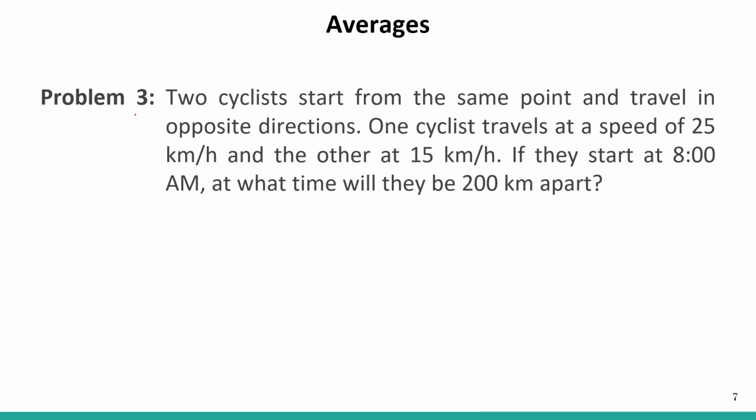So let's go forward with problem number 3. Two cyclists start from the same point and travel in opposite directions. One cyclist travels at a speed of 25 kilometer per hour and the other travels at 50 kilometer per hour. If they start at 8 a.m. in the morning, then what will be the time when they will be 200 kilometer apart? Let's go forward with the step-by-step solution.